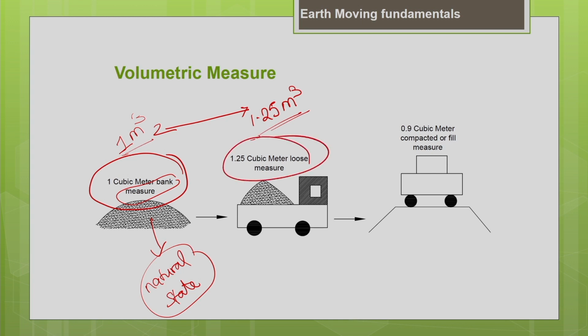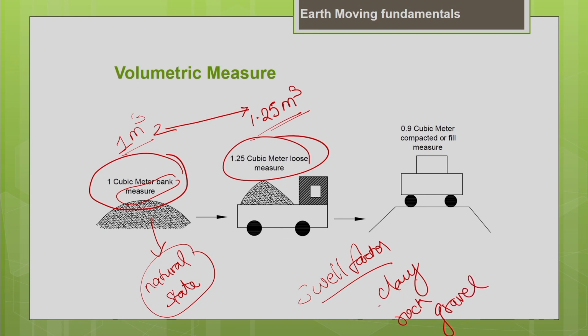This volume will vary depending upon the swell factor of the material. So this swelling ability of the material will vary. For example, clay will have a different swell factor, rock will have a different swell factor, gravel will have a different swell factor. It will vary from material to material. So how much is a swell factor? You can get it from the literature for the particular material type.